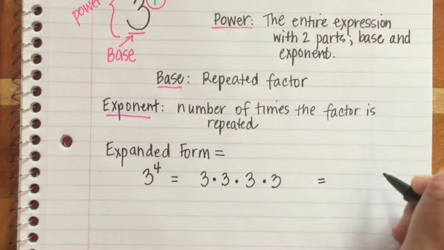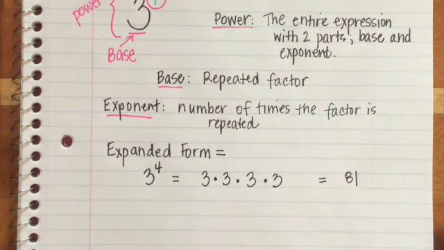And so 9 times 9 is going to give me 81. But expanded form is just having me write all of those 3's out. Now, here's something that you might see that kind of takes it up a notch.